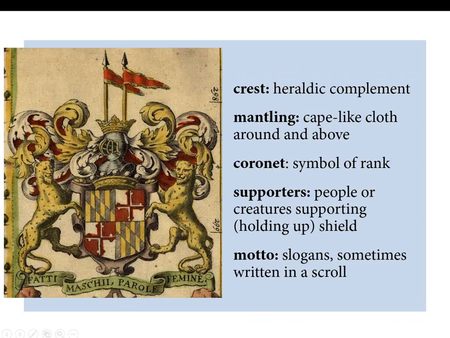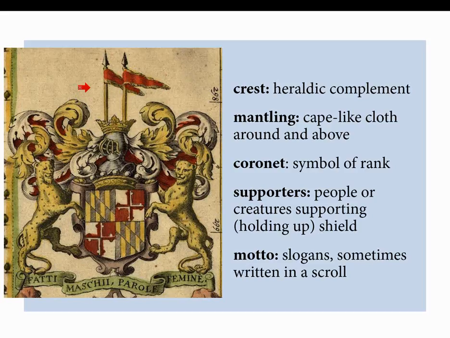So the next slide shows the elements, which I've listed out on the right as vocabulary words. The elements of a full heraldic achievement include not just the coat of arms in the middle, but at the top, you see here these two spears with flags sticking out of a special crown. That's the crest. The crest is a heraldic complementary design that often goes with the coat of arms on the shield. It's a separate design, sometimes complementary in terms of the symbolism, usually complementary in terms of colors. We'll talk about crests again in a minute.